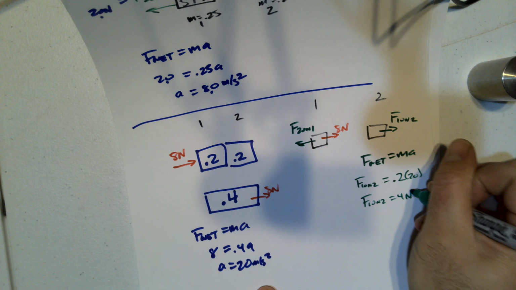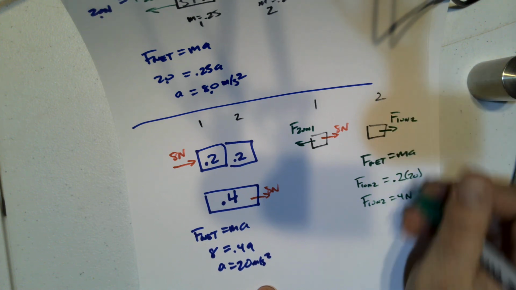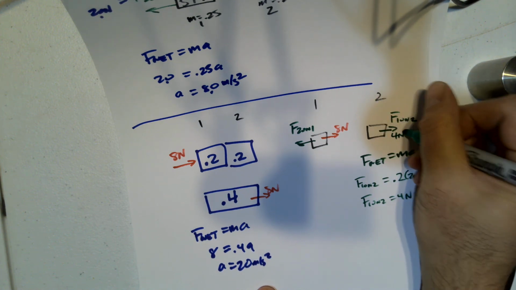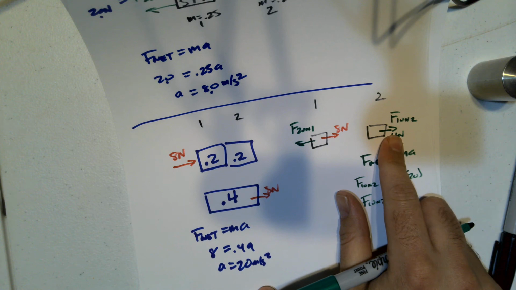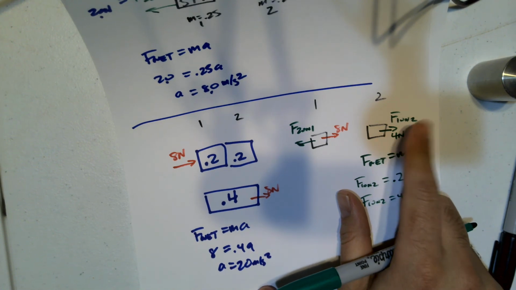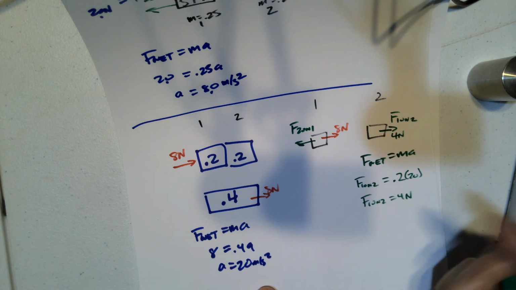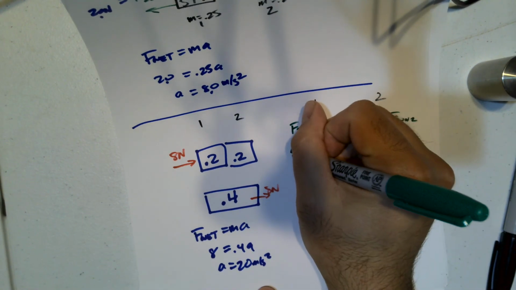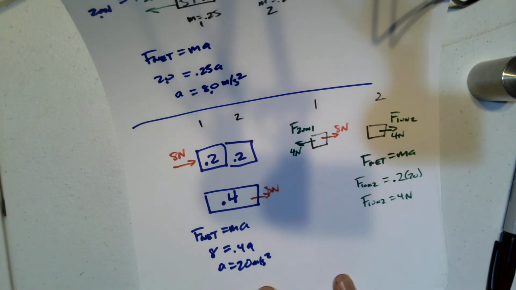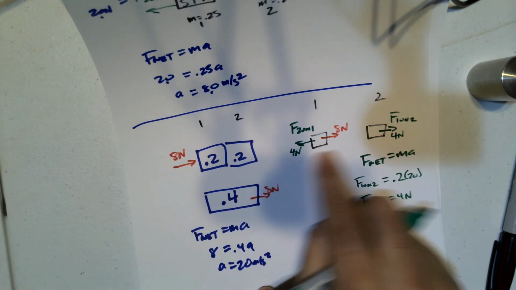So I know what the numerical value of this is. This is now 4 newtons. And that makes sense as to why this thing is accelerating to the right. But when I look at this, let's go back and look at the numerical value of this. It's 4 newtons as well, because it has to be according to the third law.